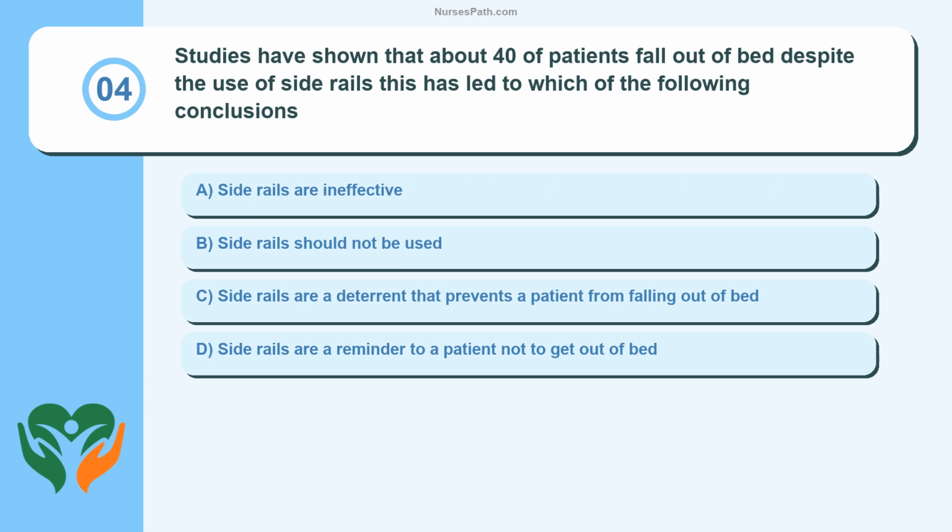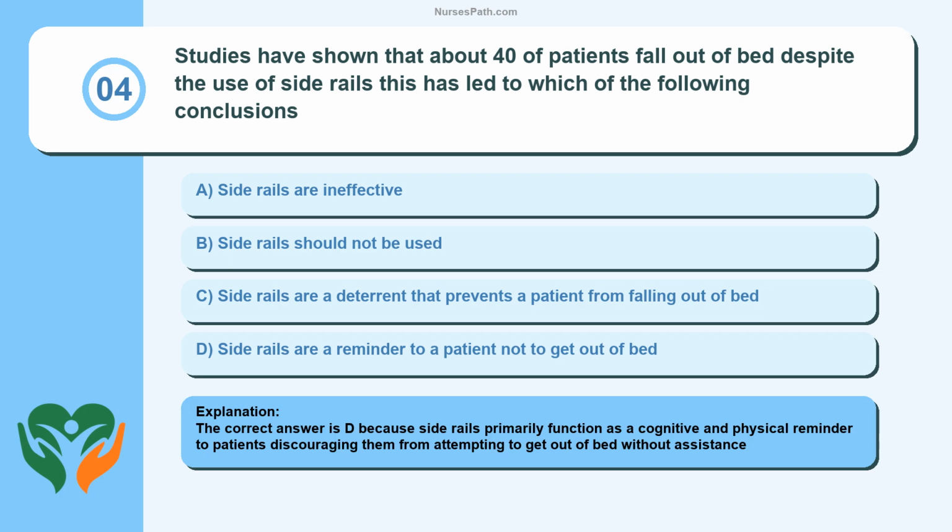Question 4. Studies have shown that about 40% of patients fall out of bed despite the use of side rails. This has led to which of the following conclusions? Side rails are ineffective. Side rails should not be used. Side rails are a deterrent that prevents a patient from falling out of bed. Side rails are a reminder to a patient not to get out of bed. The correct answer is D, because side rails primarily function as a cognitive and physical reminder to patients, discouraging them from attempting to get out of bed without assistance.